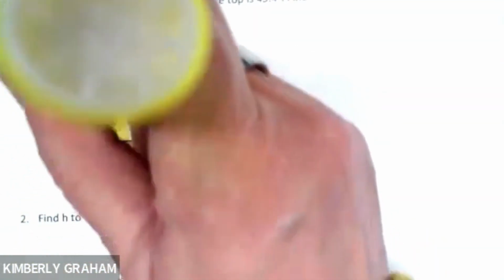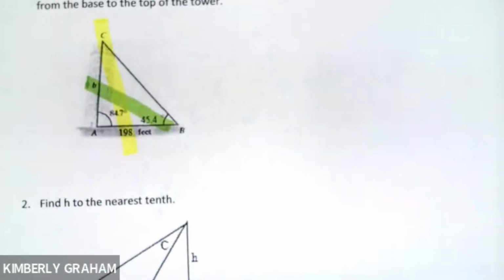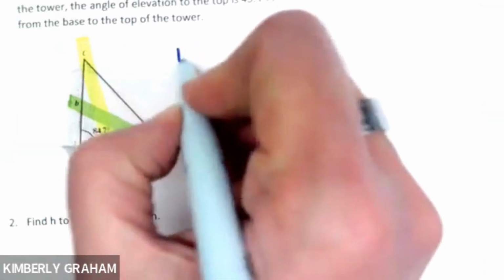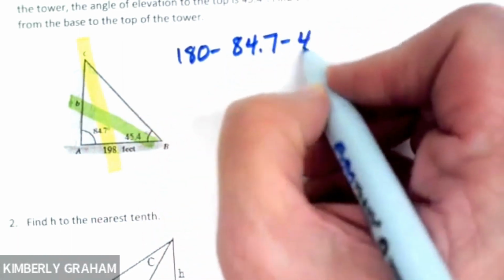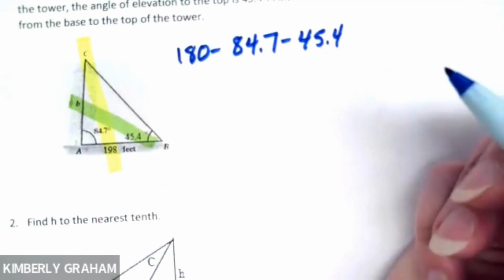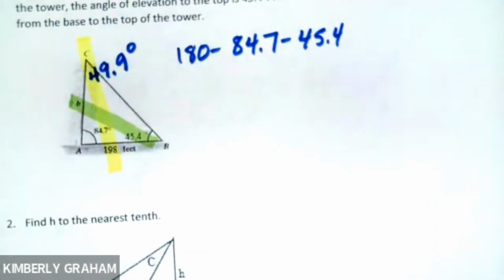What I would like to be able to do is take side C and angle C and make that ratio. The only thing I have to do is to figure out angle C. I know two of the angles of a triangle. So to figure out that third angle, I'm just going to do 180 minus 84.7 minus 45.4. And that's going to give me 49.9 degrees, if I got that right.